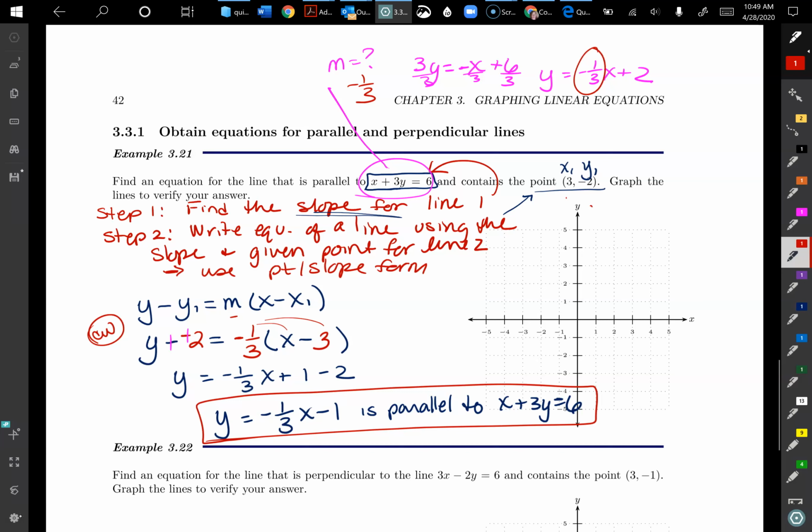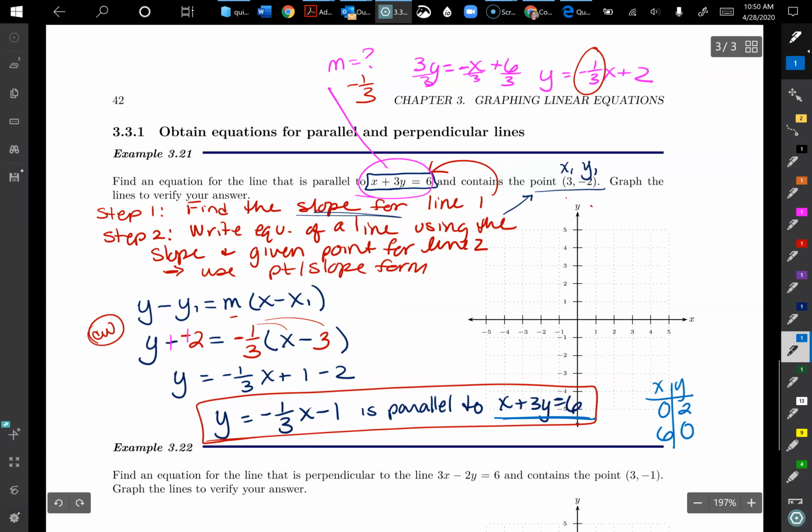And the question also says graph to verify your answer. So go ahead and do that. You can do a table chart, like intercept method might work really nicely for this line, the x plus 3y equals 6. The y equals -1/3 x minus 1, that really works well using slope intercept graphing. So I'm going to pause, give you a chance to do that, and then I will go through it really quickly.